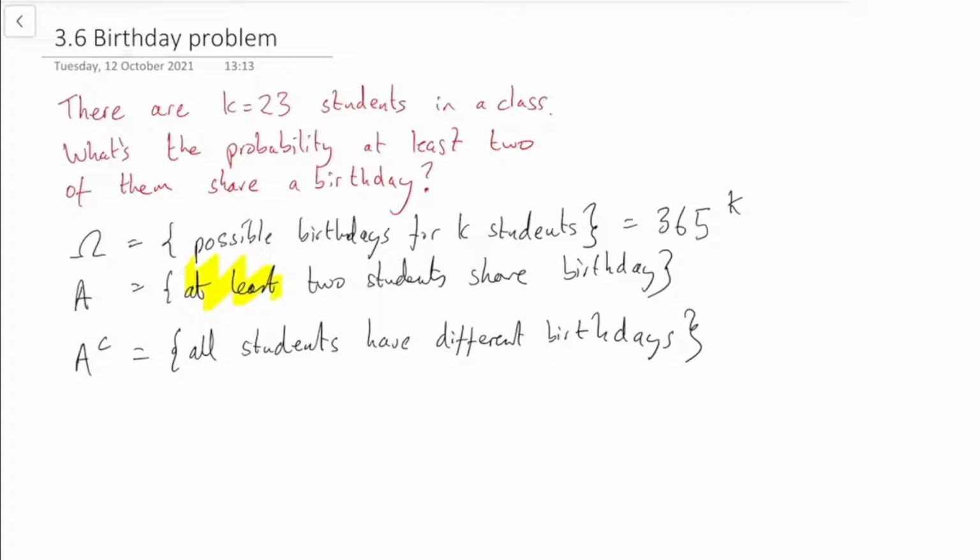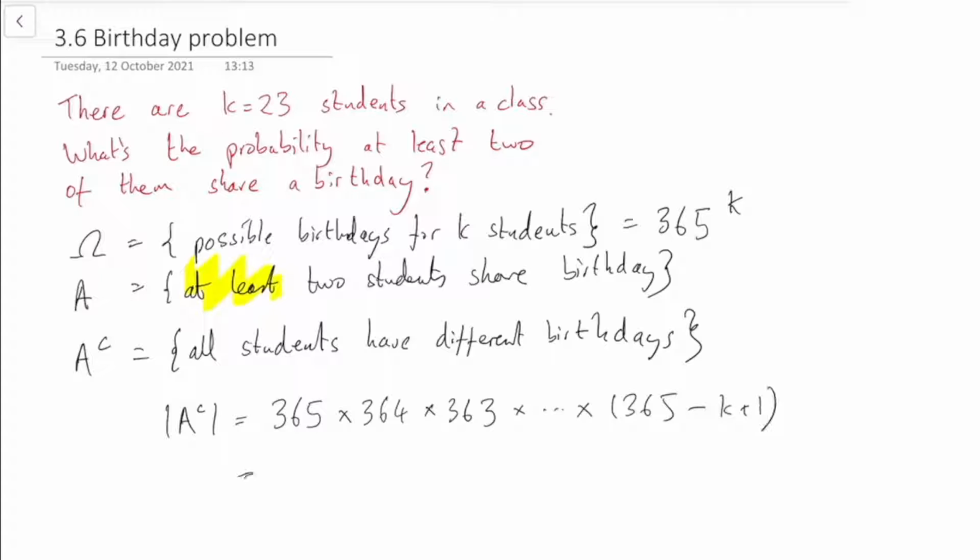And so can we count the number of outcomes in the complement? Well, yes. If the first student has 365 possibilities for their birthday, the second student, if they want to avoid having the same birthday, only has 364 choices. And if the third student wants to avoid both the first person's birthday and the second person's birthday, they only have 363 choices. And so on. Everyone needs to avoid the birthdays of the people ahead of them in the line.